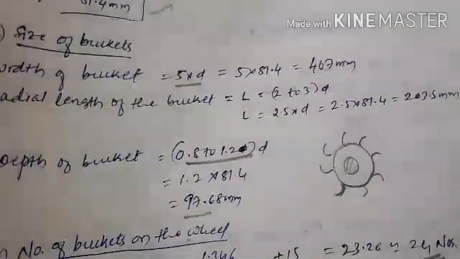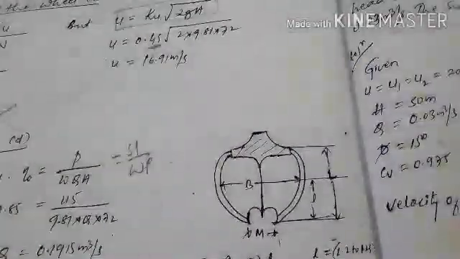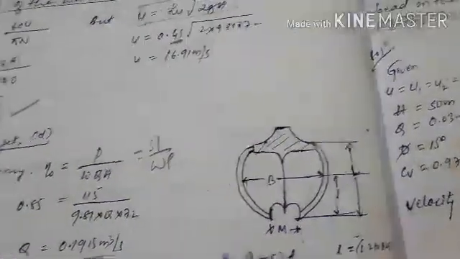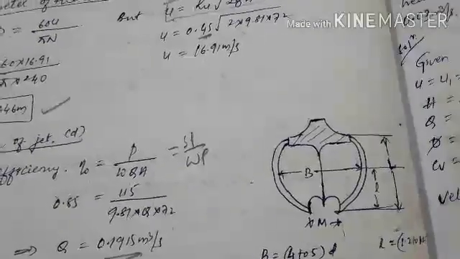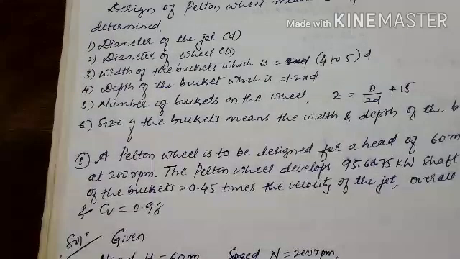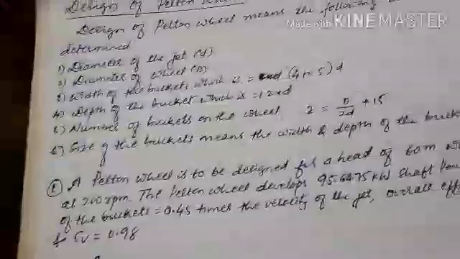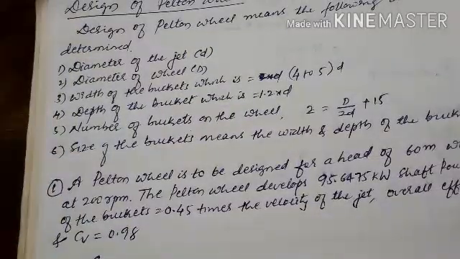So I hope you understood this problem. Like this you have to design the Pelton wheel. I'll repeat once again: the design of a Pelton wheel means calculating the diameter of the jet, calculating the diameter of the wheel, then the number of jets to be calculated, then the number of buckets to be calculated. If we calculate all these parameters, we can say it is the design of the Pelton wheel.